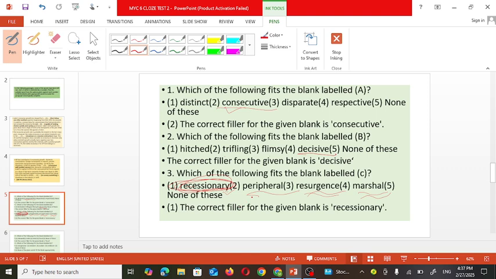Then peripheral, it means least important phase. Resurgence means stopped activity, means whatever already stopped, such activities should start again, restart of something. So this word won't fit here.